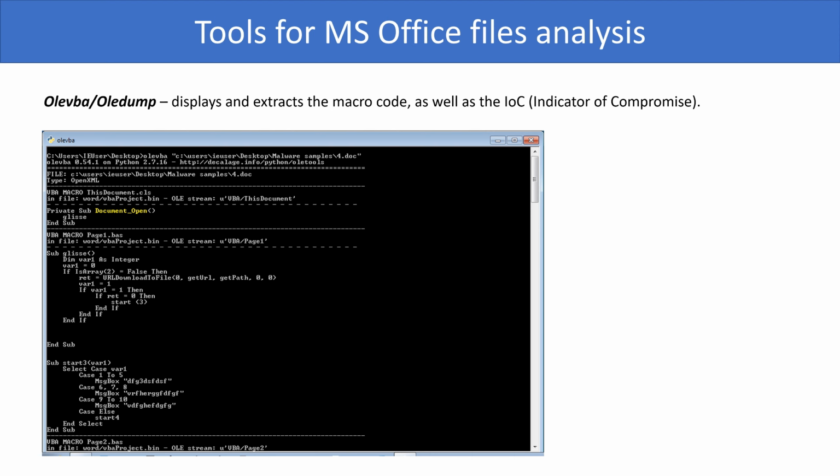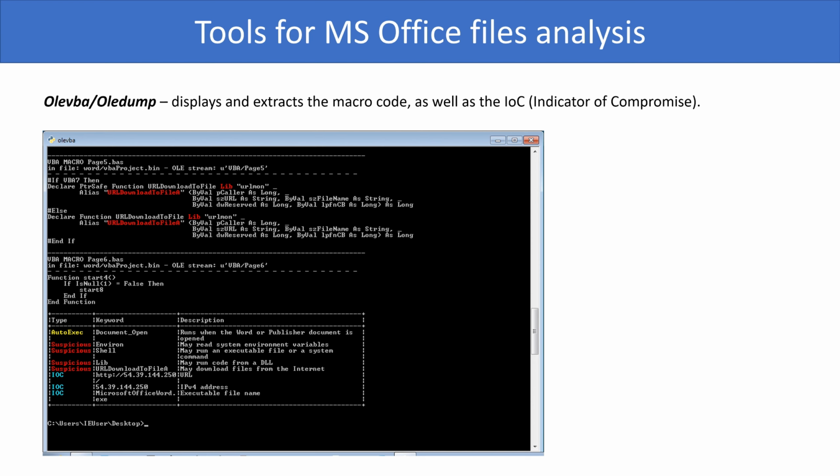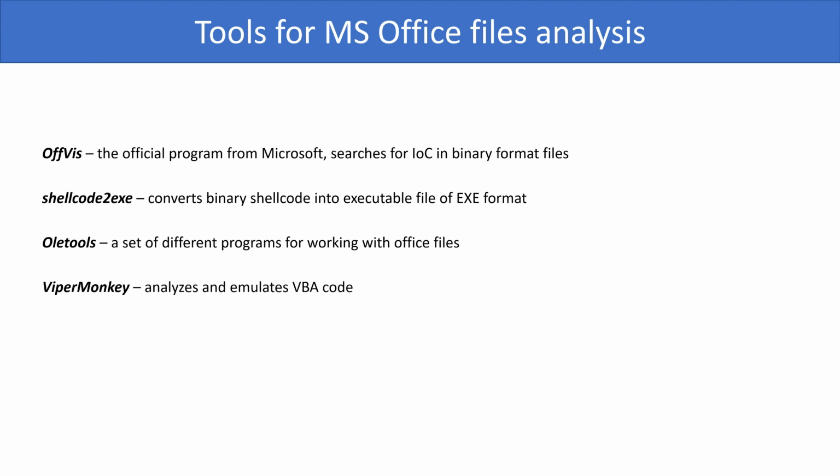On the slide, you see a screenshot of the analysis of a malicious document. The program identified the file type as Office OpenXML and displayed the macro code. This screenshot displays the next segment of the file analysis. As you can see, indicators of infection are displayed at the end. I also recommend familiarizing yourself with other programs. Each program is tailored to perform specific actions and can provide additional information about the analyzed file.